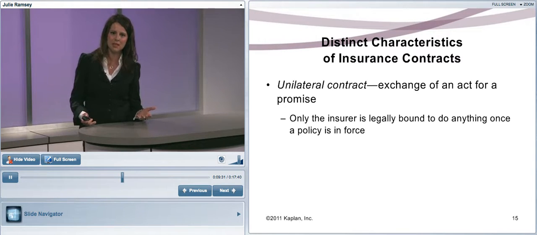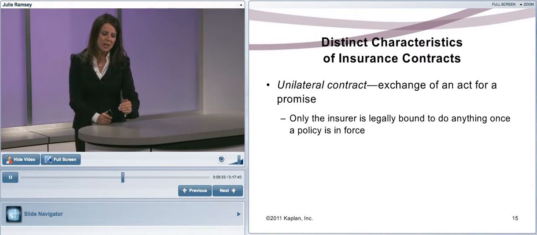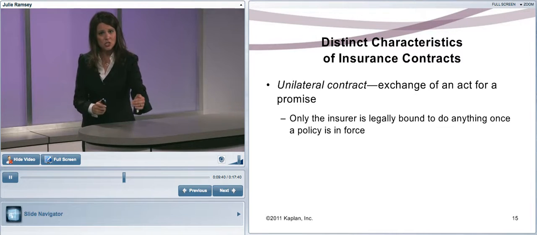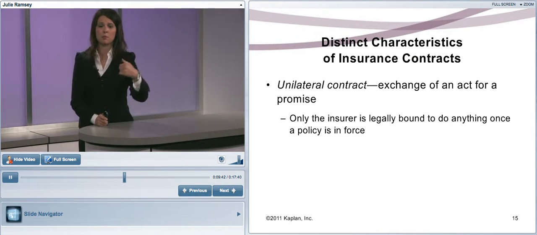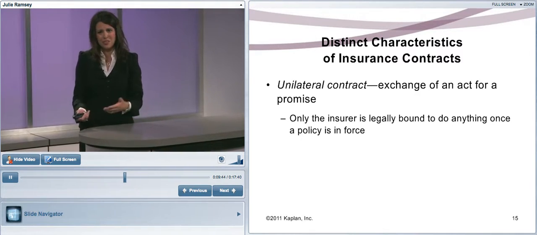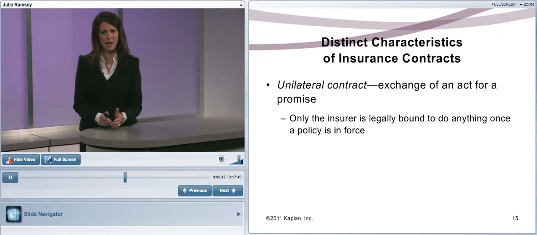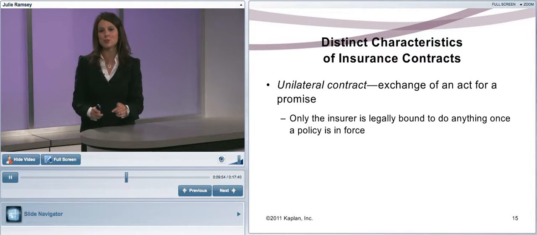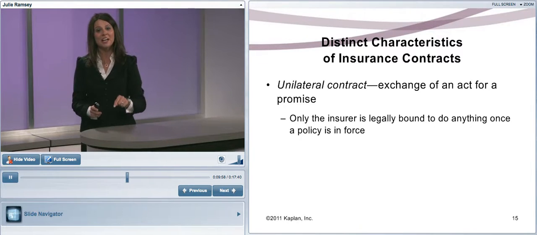Well, what does that mean? What that means is, let's say that the insured doesn't pay his premiums. The insurance company can't go back to that insured and say, we're going to sue you because you're bound, you have to pay. Instead, the insurance company will just cancel the policy. They can't go after the insured. However, let's say the insurance company doesn't pay the claim when they're supposed to. If that happens, you better believe the insured will come after the insurance company. Why? Because they're legally bound.